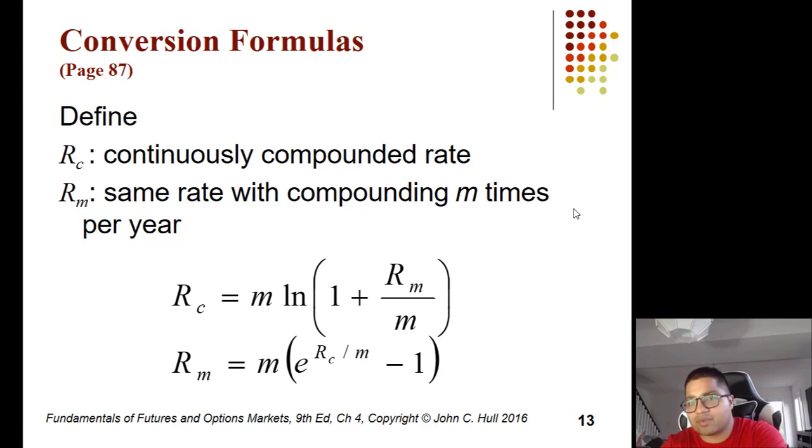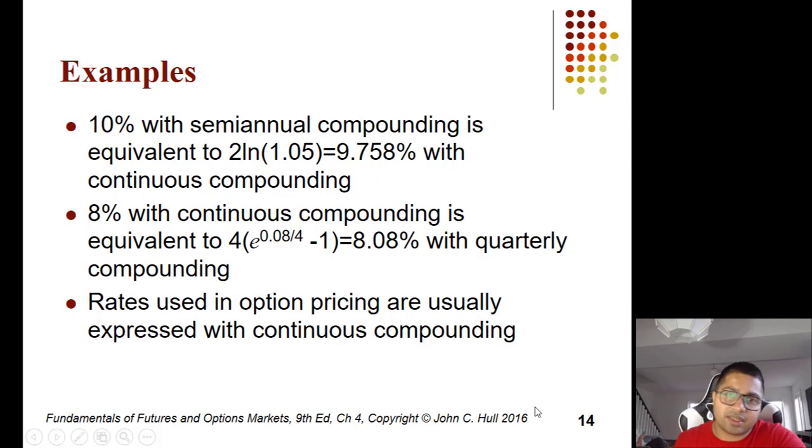Then we have also seen conversion formulas: how to find the continuous compounding rate when another rate is given, and how to find the other rate, like the stated rate, when the continuous compounding rate is given. So they have given a few examples. 10% with semi-annual compounding is equivalent to 2 ln(1.05), that is 1 plus 10% divided by 2, which is 9.75% with continuous compounding.